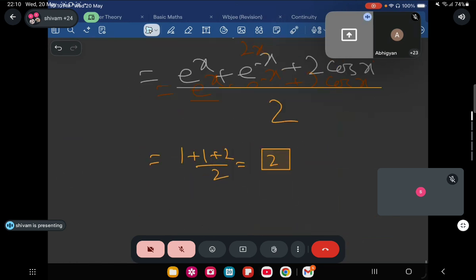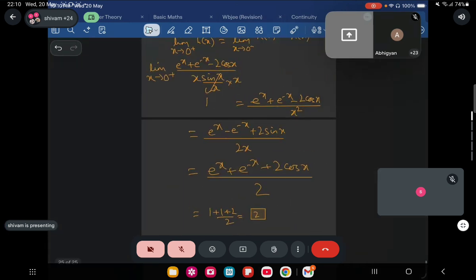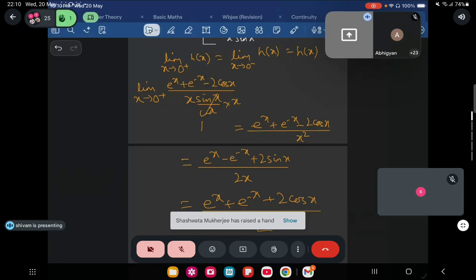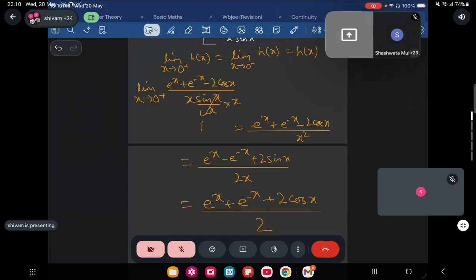Okay, everyone, this one I did using L'Hopital. Can you tell me how we can do it without L'Hopital? Raise your hand. Can anyone tell me a method of doing this without L'Hopital? Yes, Shashwato, tell me. Sir, expanding all the functions. Okay, expansion. Any other?